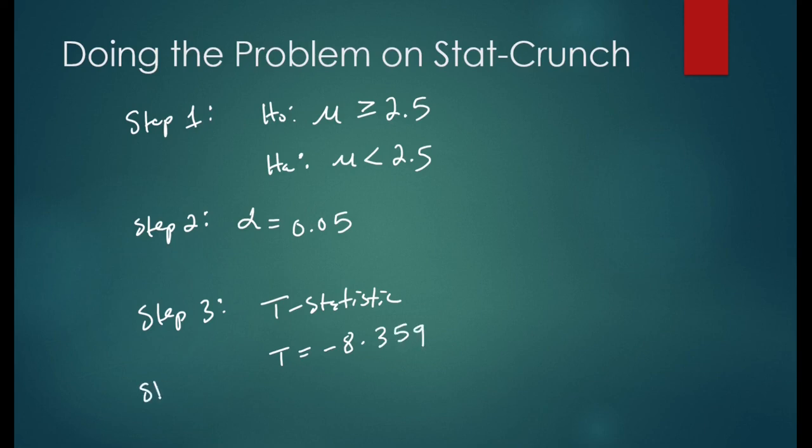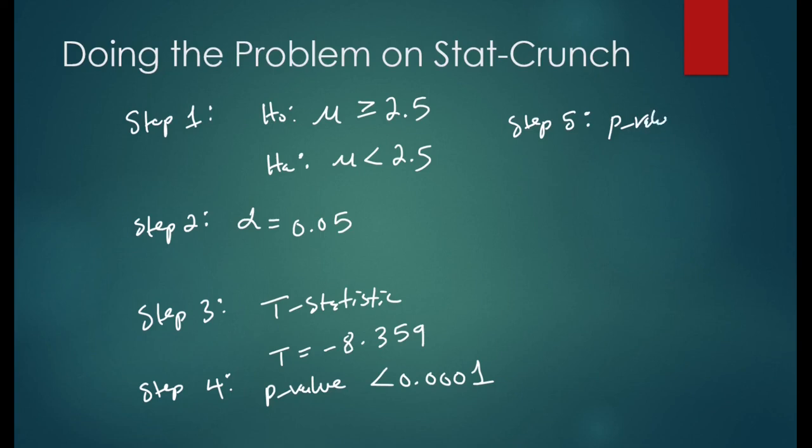8.359. Step 4, the p-value is less than 0.0001. And finally, in step 5, we'll state our conclusion. I always ask, is the p-value less than alpha? Is 0.0001 less than 0.05? Yes, the p-value is less than alpha.